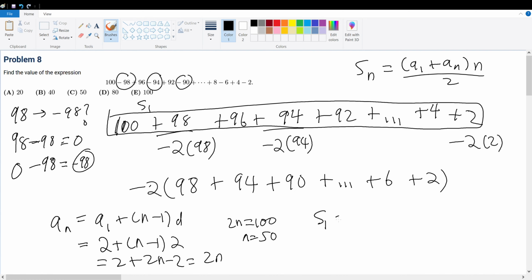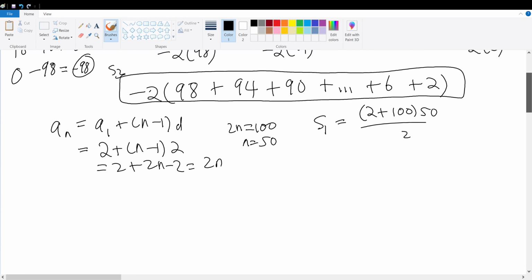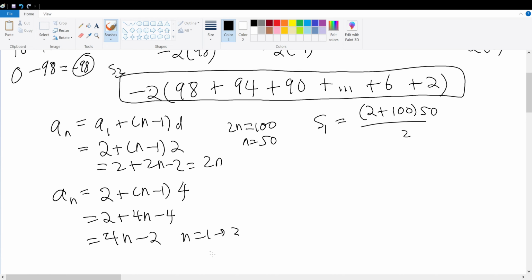So S1 will be equal to the first term of 2 plus the last term of 100 times 50 divided by 2. Now I'll call this arithmetic series S2. What is the sum of S2? Well, we'll solve for the same thing. A sub n is equal to the first term, and let's call the first term 2, plus n minus 1 times the common difference of 4. So that's 2 plus 4n minus 4, which is equal to 4n minus 2. When n is equal to 1, we get 2, and all the way until 98. So 4n minus 2 is equal to 98. Therefore, 4n is equal to 100, therefore n is equal to 25. So we have 25 terms in total.